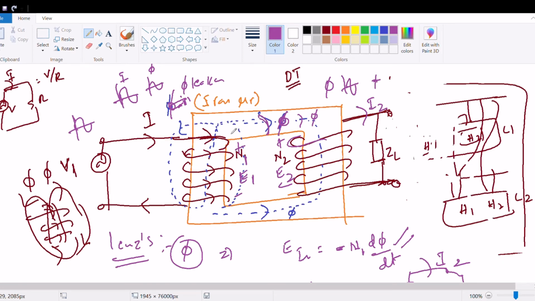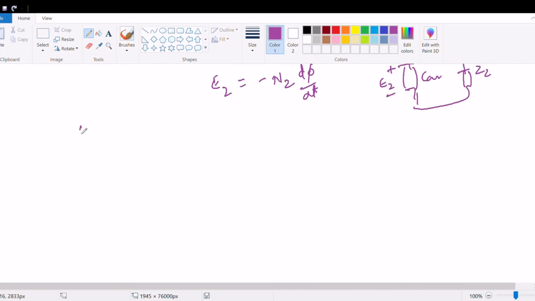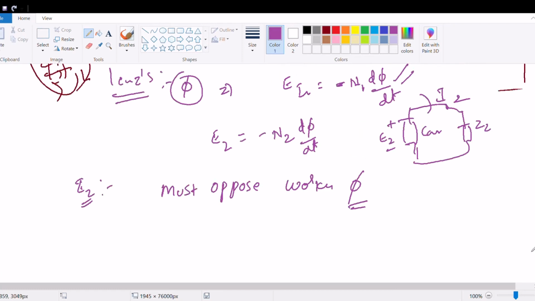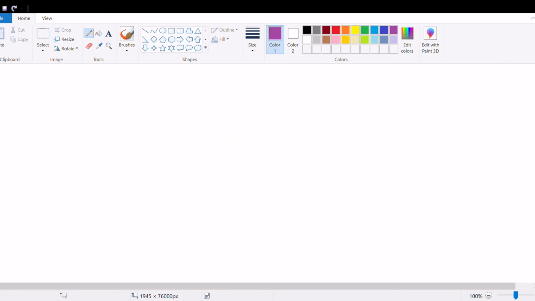There are other terms in this explanation, such as the air gap flux. This is not a useful flux, and this is the working flux. And the directions of EMF: the induced EMF E2 must oppose the working flux. The working flux is phi, which is the flux through the iron core. So how does it oppose the flux?